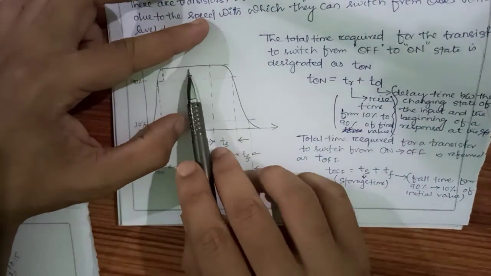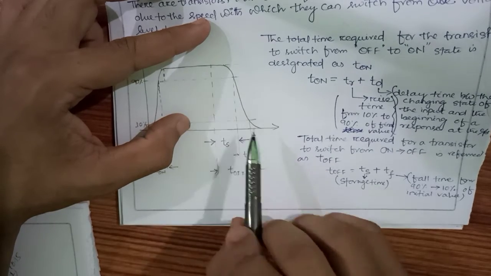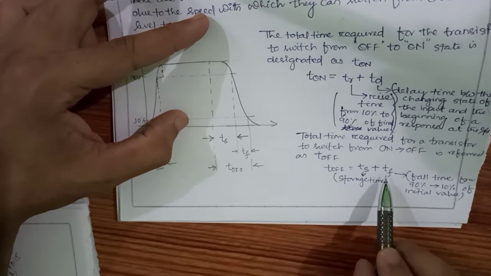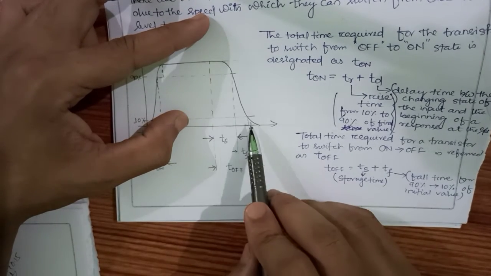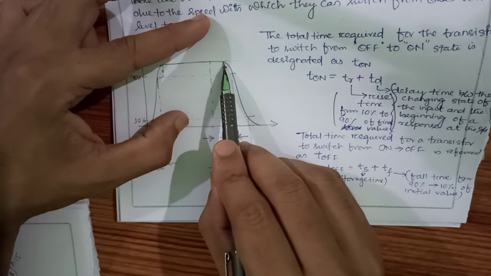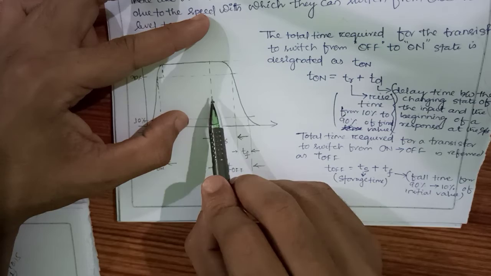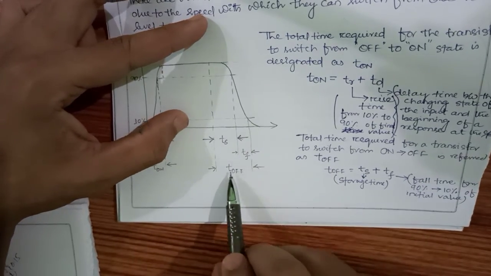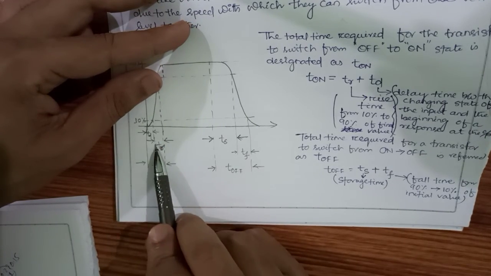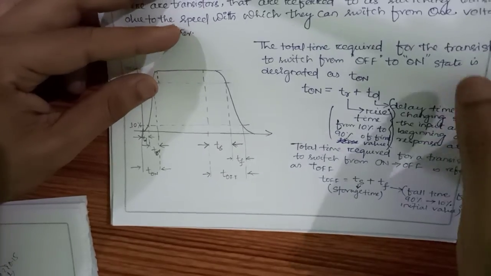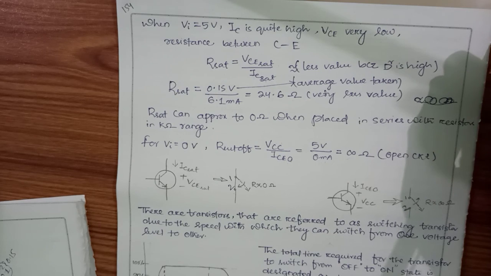Similarly, for a transistor going from the on state to the off state, the time is called T off. T off is nothing but TS plus TF. TF is the fall time, that is 90% to 10%. And what is TS? It is the storage time. The transistor needs this much time for its storage. So this TS plus TF will give me T off, and this TD plus TR will give me T on. Okay, so this is all about your transistor acting as a switch. In the next class we will see how our transistor can be used as an amplifier.